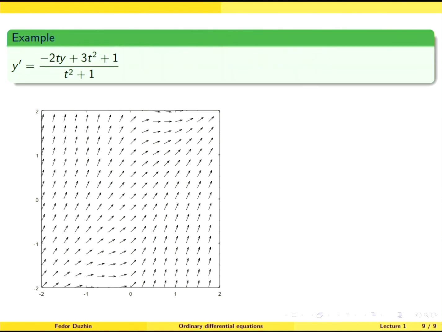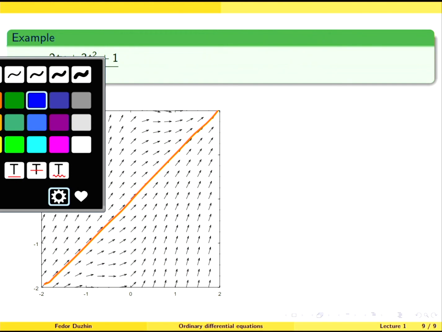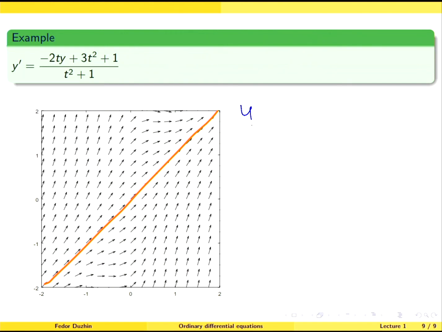All right, so here is kind of a similar example. It is a bit more complicated, but the main idea is the same. So let me show it to you. So if you look at it carefully, you will see that there is also this linear solution. So all these arrows, they are on the same line, so which means that y equals t. This is a solution.